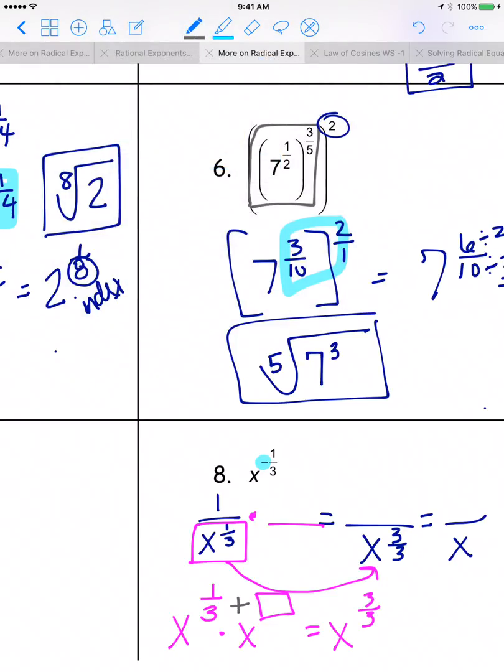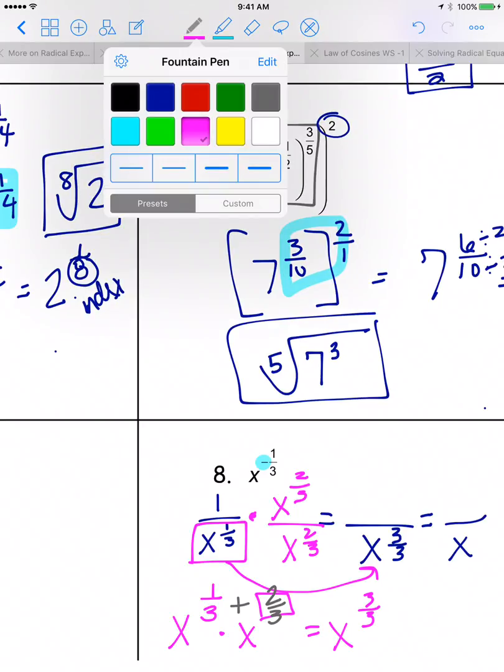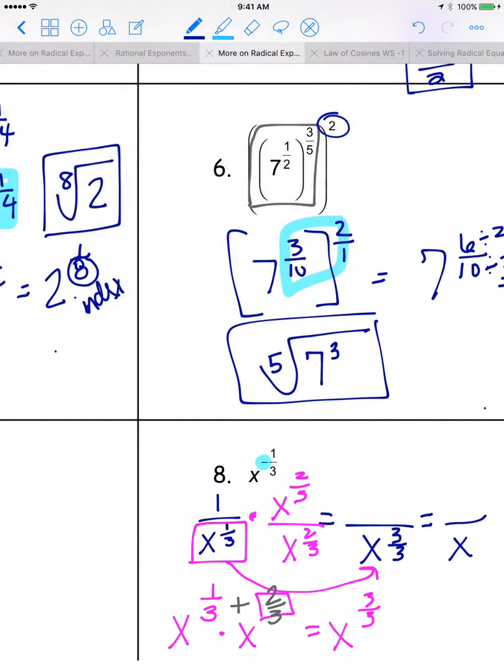Because this means that we can add these together. Hopefully in your head you know that to have a common denominator, it needs to be a 3, and 1 plus what will give us 3? Well, that would be 2. So we need to multiply this by x to the 2/3. When we do it to the denominator, we must also do it to the numerator. So on the numerator we get 1 times x to the 2/3, which is just x to the 2/3.